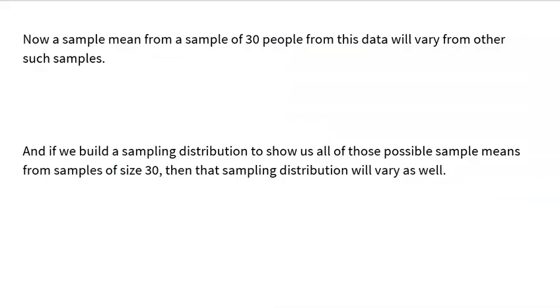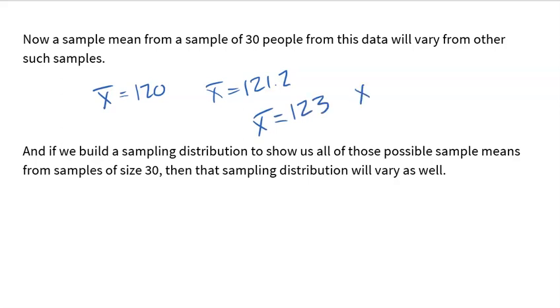So if we were to take a sample of 30 people from the previous data and look at the mean of their weights, maybe we get 120 pounds. Maybe another sample comes back 121.2 pounds. Maybe another sample comes back at 123 pounds. Maybe another sample comes back 150 pounds on average for that sample. So once again, samples are going to vary.